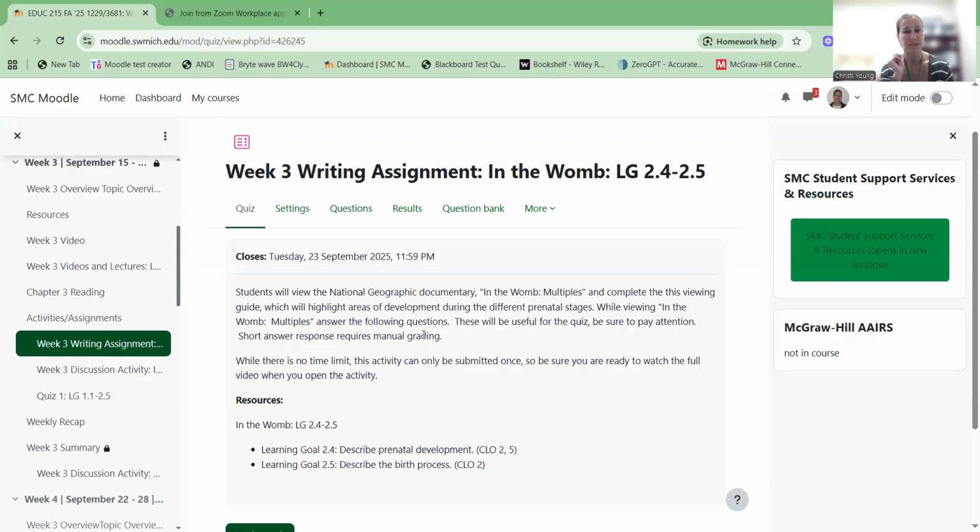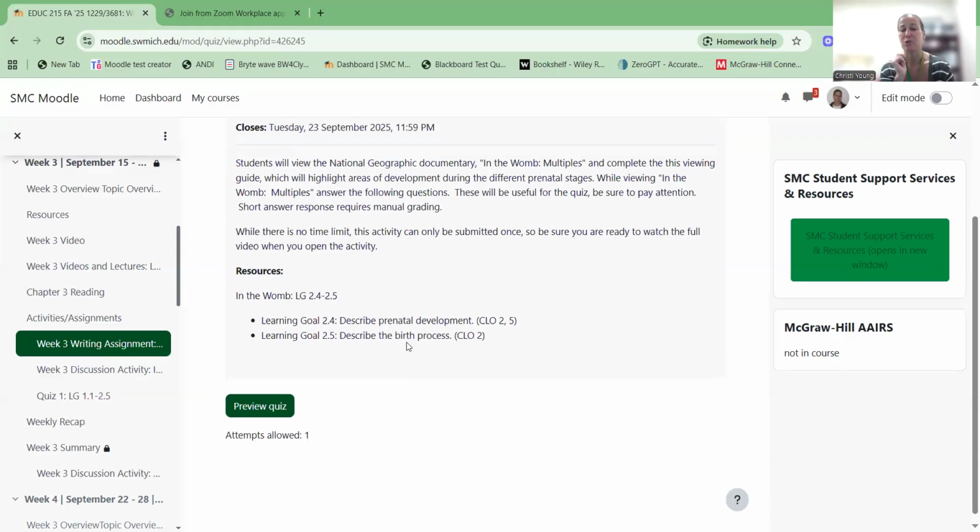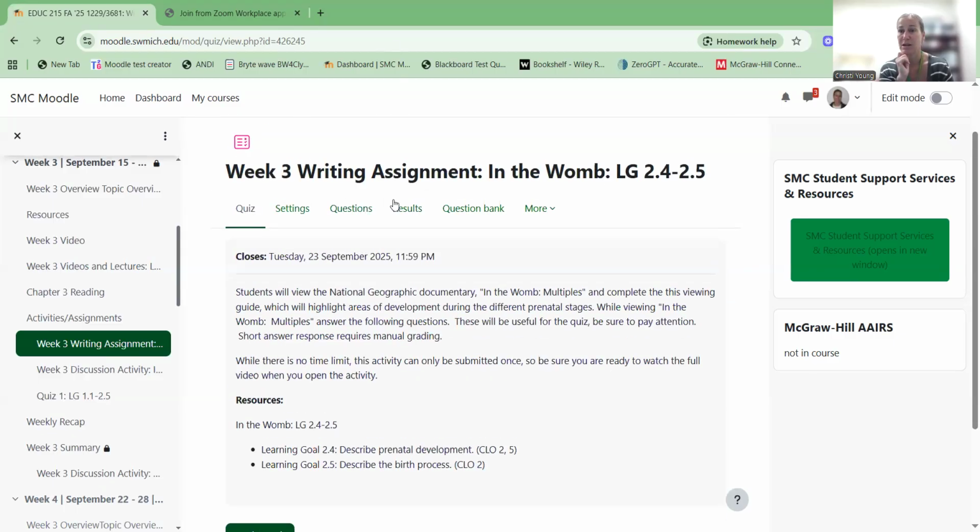I remember the first time I saw it still, but there is a worksheet quiz right here that goes along with it. Notice that you only have one attempt, so make sure that you are ready to complete it. And I would have both of them going at the same time.